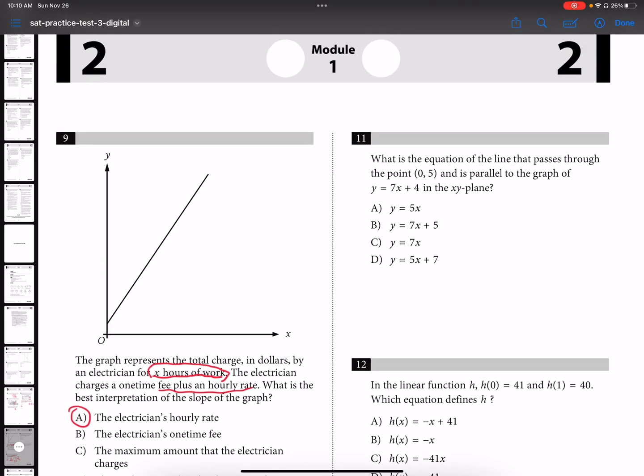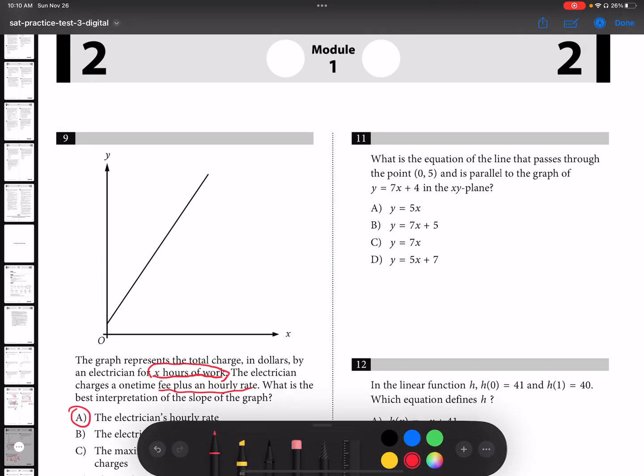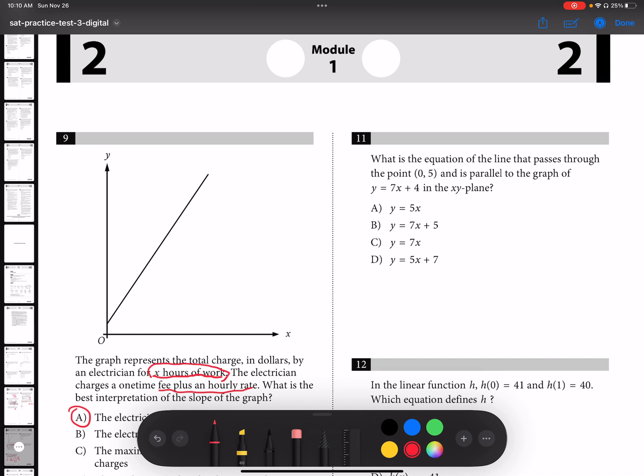Alright, number 11. What is the equation of the line that passes through the point 0,5 and is parallel to graph y? So if it's parallel to this, the slope would be the same. So y is equal to 7x. And because this is the y-intercept, we just do 7x plus 5. So the answer would be B.